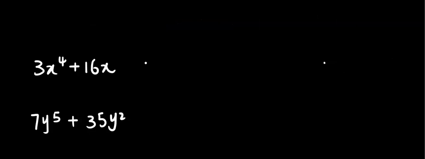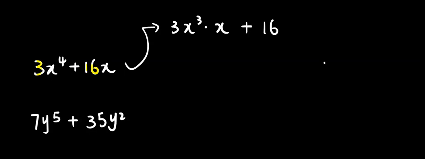The second question is 3x to the 4th power plus 16 times x. All right, so we look at the coefficients here, 3 and 16. There's nothing we can factor out. And let's continue to look at x to the 4th power. x to the 4th power, I can write as x to the 3rd power times x. And 16, I have 16 times x, which means we can factor out x.